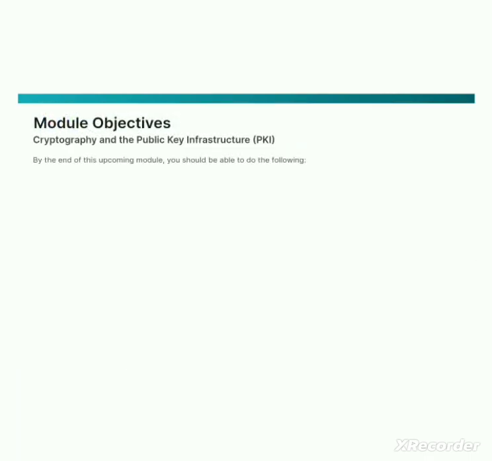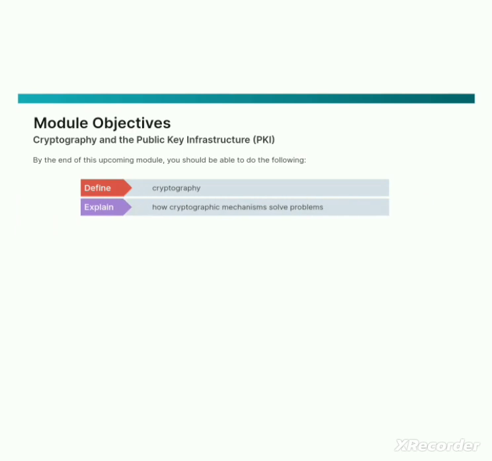By the end of this upcoming module, you should be able to do the following. Define cryptography and other associated terms. Explain what and how cryptographic mechanisms solve different problems. Discuss how cryptographic mechanisms work. Some examples are ciphers, encryption, digital signature, and hashing.